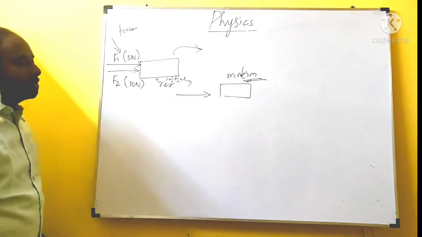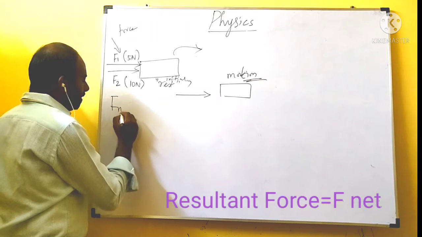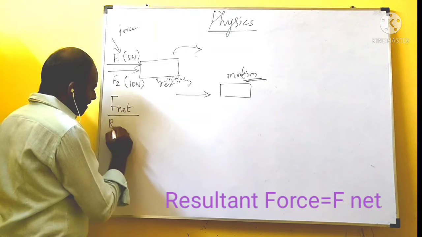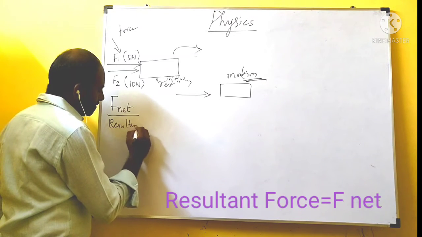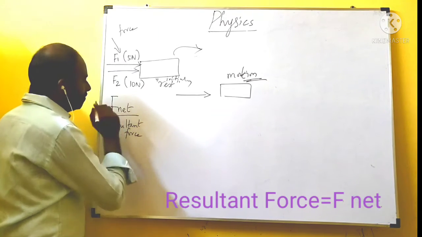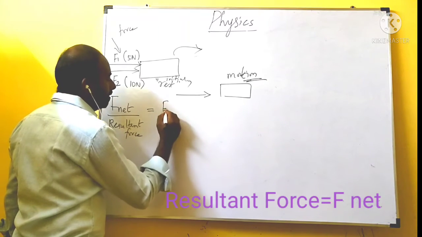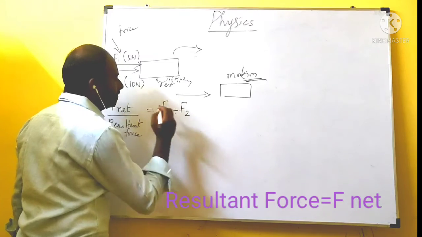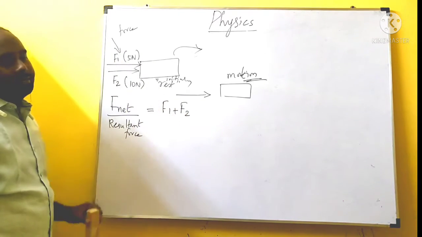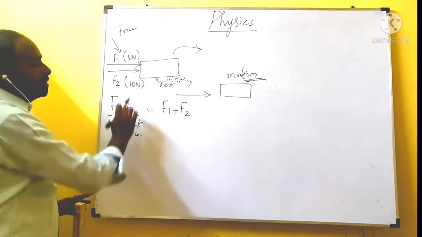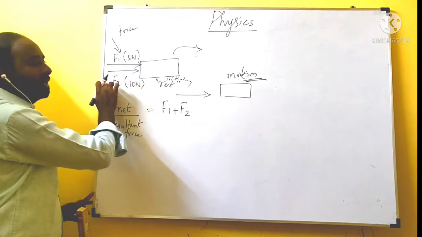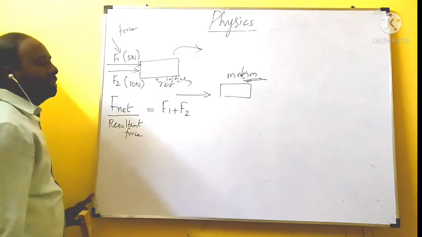So what is the total force here? That force is called F net, or I can say the resultant force. The resultant force F net is given by F1 plus F2. I have added them because both forces are acting in the same direction, parallel to each other.